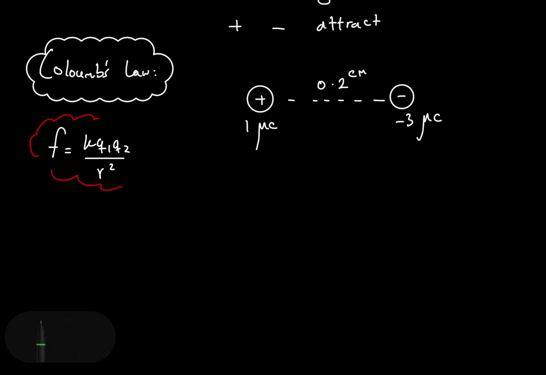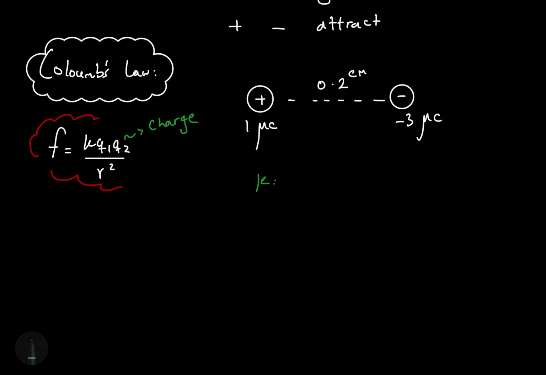However, over here, Q obviously stands for the amount of electrical charge, which is measured in coulombs. k stands for a constant number, which is 9 times 10 to the power of 9 newton meter squared over coulomb squared. And r is the distance between the two charges. Now, it's important to remember that this distance is measured in meters.